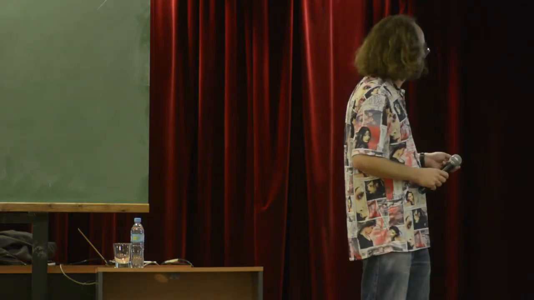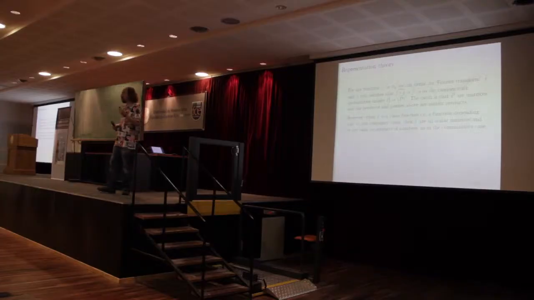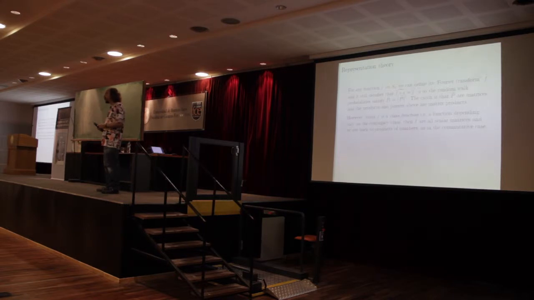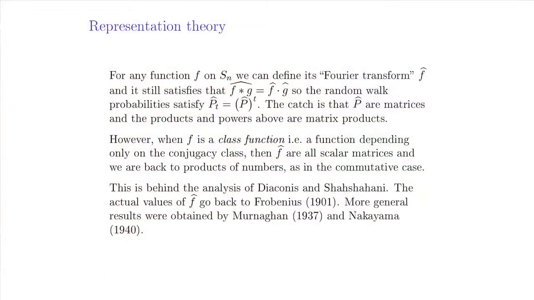But when f is a class function, which is the same as a conjugacy class function, I'm sorry about the use of two different names for the same thing, like in the case of Diaconis and Shahshahani, then the matrices are just scalar matrices. So it's just some number that you get. And then you are back at, essentially, it's a bit cheating for me to say that, but heuristically it's as simple as the commutative case, in theory, not in practice. Now, you don't have to multiply matrices. You just have to be able to calculate the Fourier transform, and then you take a power.